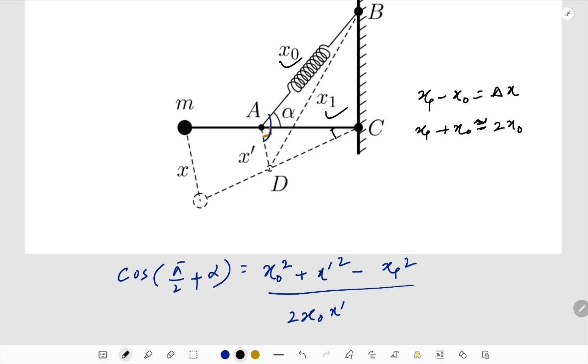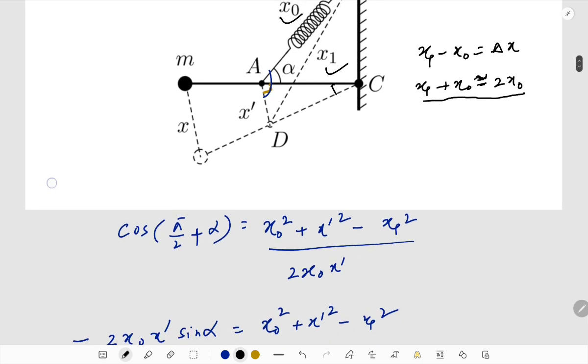These two statements seem contradictory. In that case, x1 minus x0 will become 0. Yes, delta x is very close to 0, but it's not exactly equal to 0. So this relation can be used, x1 plus x0 equal to 2x0, and I'm going to use them.